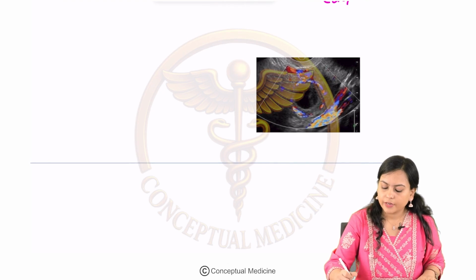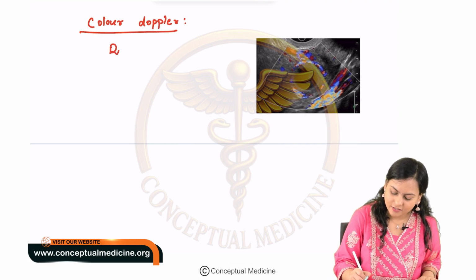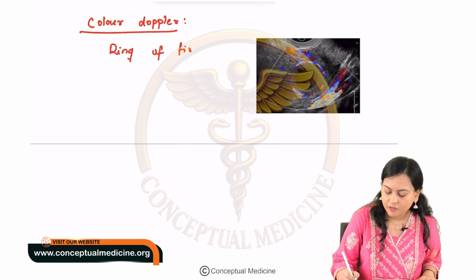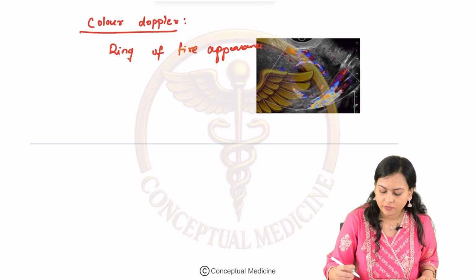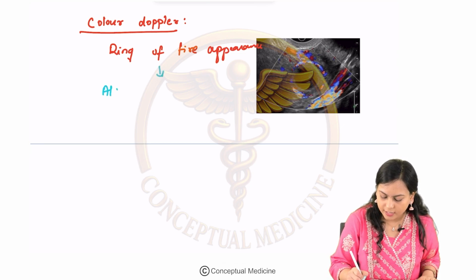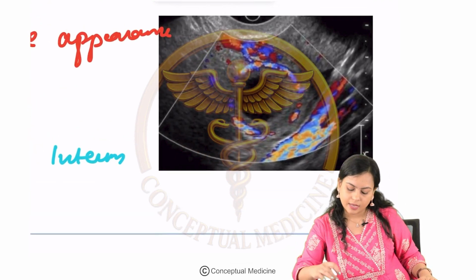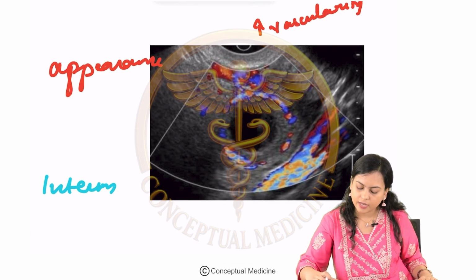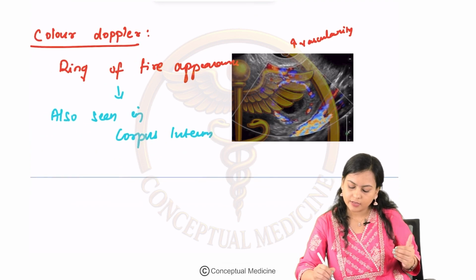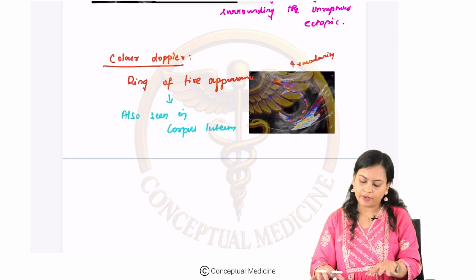And when you go for color Doppler, I hope this is one of the favorite signs, right? Yes, it is the ring of fire appearance. And where else can you see this? It can be seen in a case of corpus luteum also. Why does the ring of fire appearance happen? Because there is increased vascularity. When you put a Doppler around that, this increased vascularity is seen like a ring, so this is taken as the ring of fire appearance.